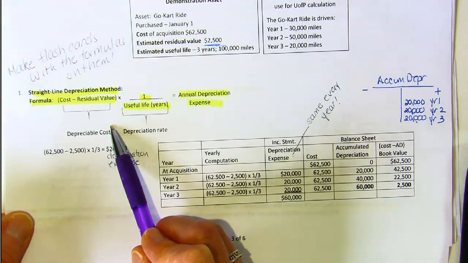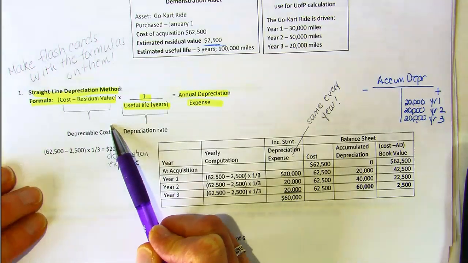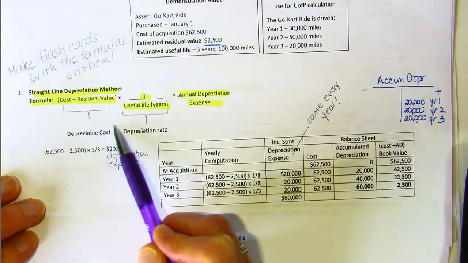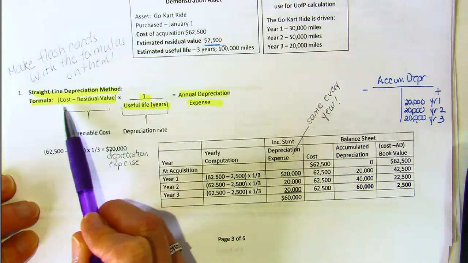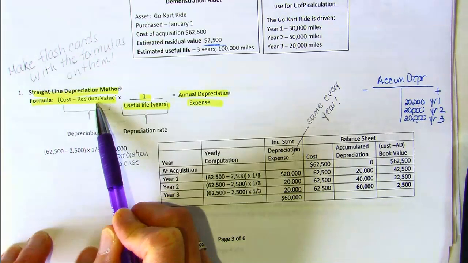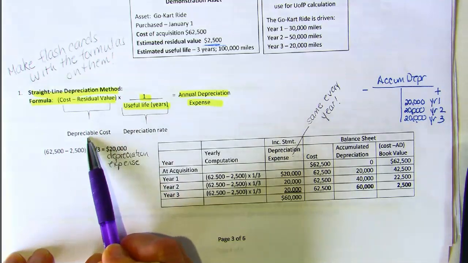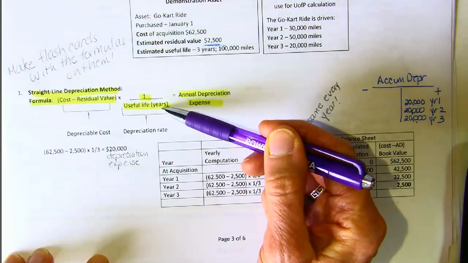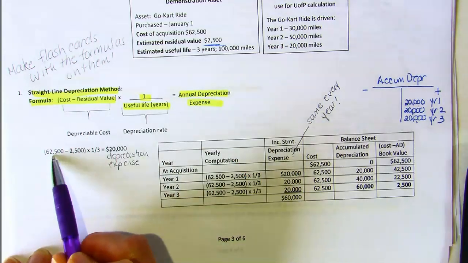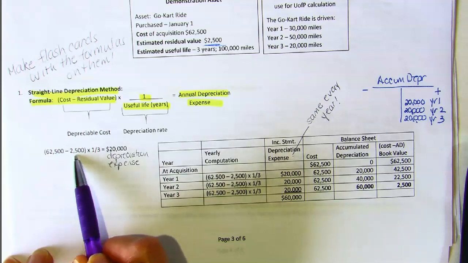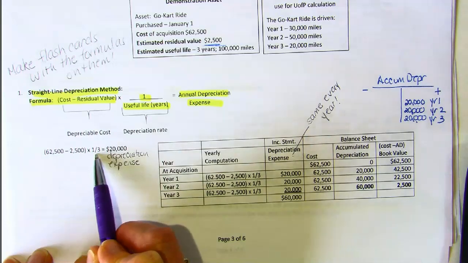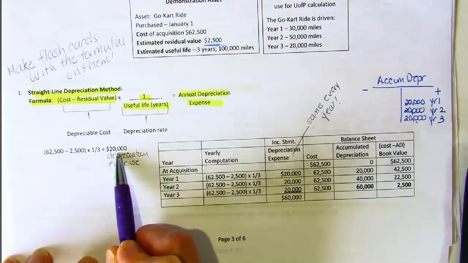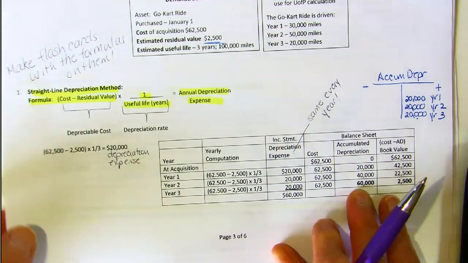Now here are our formulas for depreciation. The straight line depreciation method takes the cost and subtracts the residual value that we set as the depreciable cost, and then we multiply by 1 over the useful life in years. So in our example, $62,500 minus $2,500 in residual value, you multiply that difference, $60,000, by 1 over the useful life of 3 years, and you get $20,000 of depreciation expense each and every year.